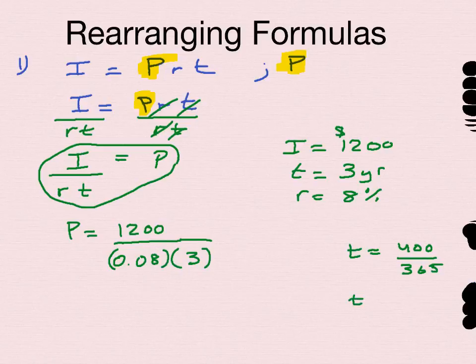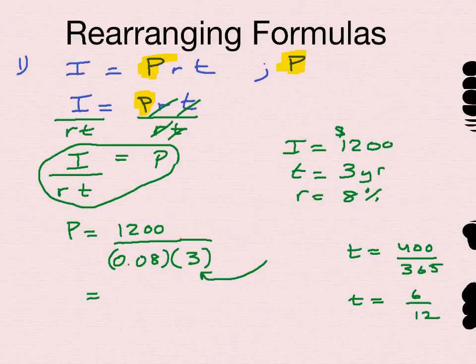Let's just say the time had been for only 6 months. You would have put 6 divided by the number of months in a year, 6 over 12. So you could end up right here with your time being a fraction. So use caution. If that's the case, you would do the fraction first, change to a decimal, and then carry on. So 1,200 divided by the product of 0.08 times 3.